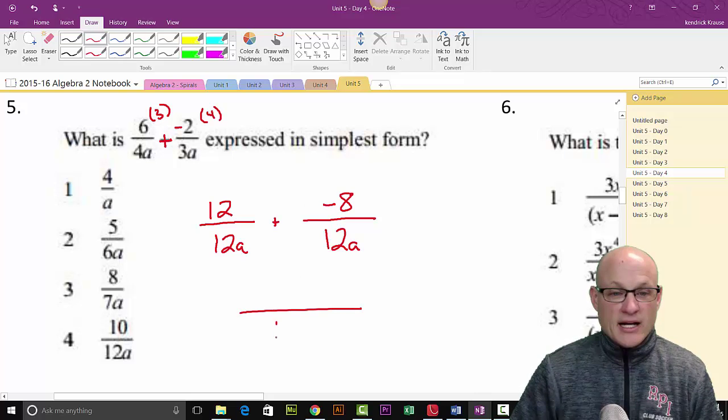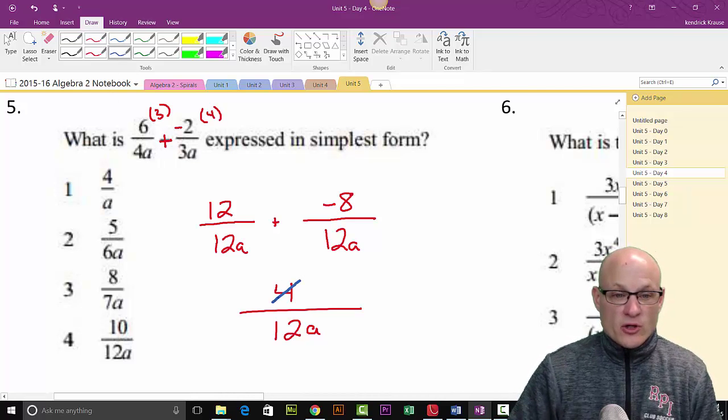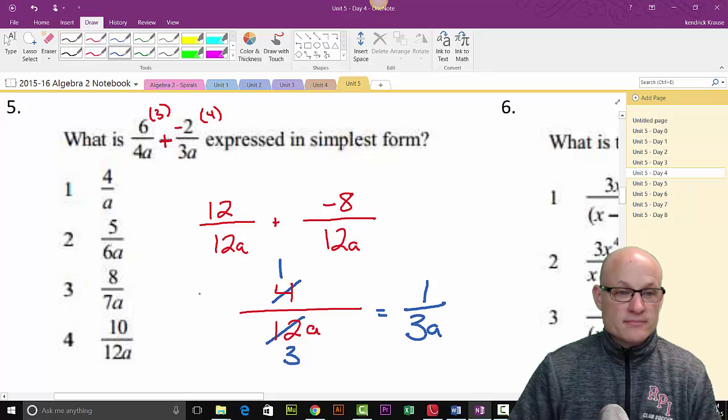So 12a, and 12 minus 8 is 4. So 4 over 12a. Now, we don't see that here. So he said, okay, wait, I can simplify this a little bit. 4 goes into itself once, 4 goes in here 3 times. So this is really 1 over 3a.